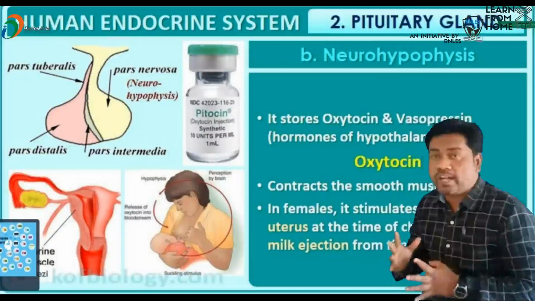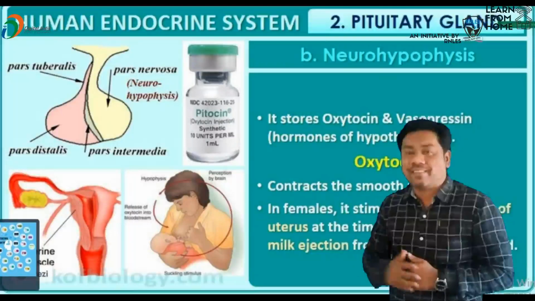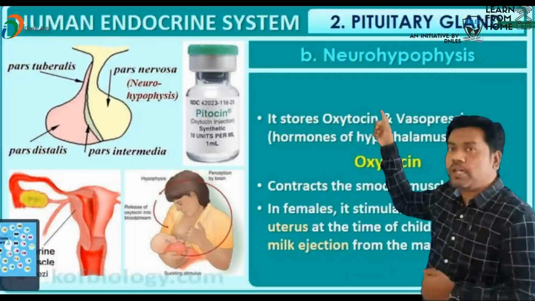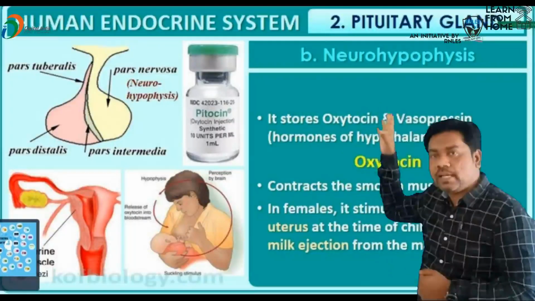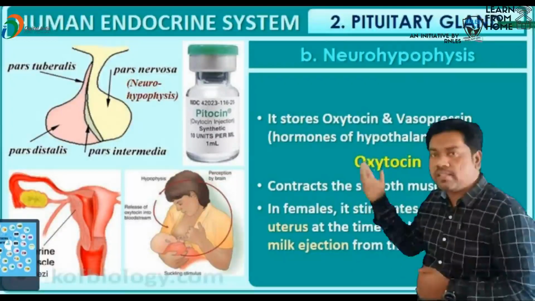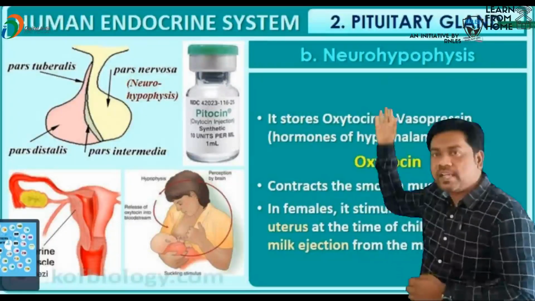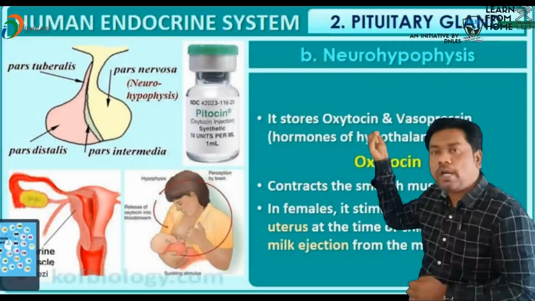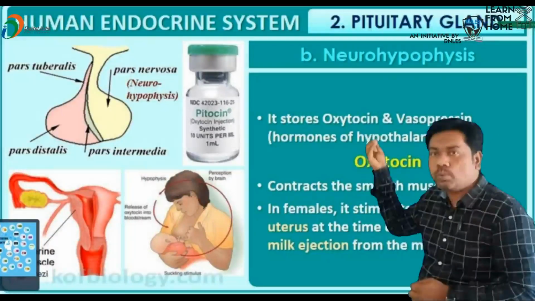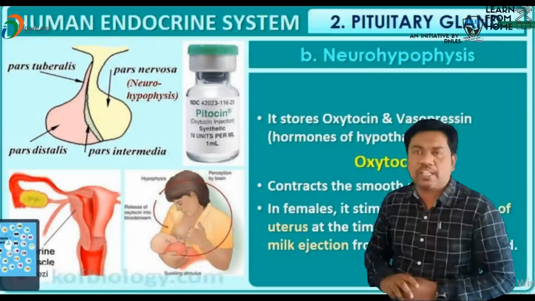Actually these two hormones are produced in the hypothalamus by the help of neurosecretory cells. What is the cell name, beta? Neurosecretory cells. The neurosecretory cells of the hypothalamus produce these two hormones: antidiuretic hormone, also known as vasopressin, and the second hormone, oxytocin. These two hormones are synthesized in the hypothalamus and, through the help of the hypothalamic tract and its axons, reach the posterior pituitary gland.